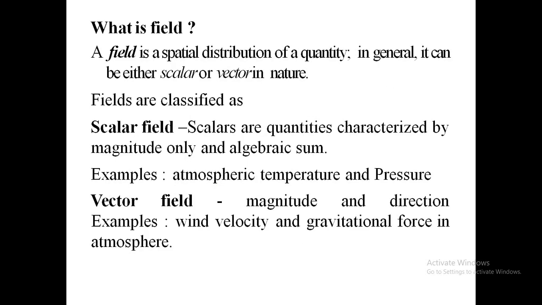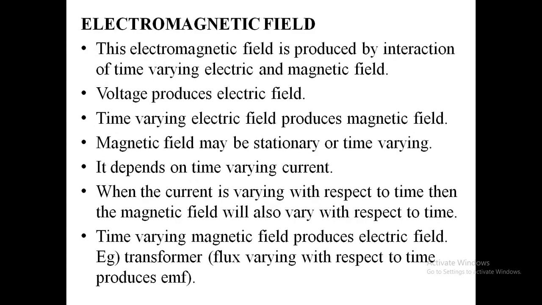What is a field? A field is a spatial distribution of a quantity. In general, it can be either scalar or vector in nature. Fields can be classified as scalar fields as well as vector fields. Scalars are quantities characterized by magnitude and have only an algebraic sum. Examples of scalar fields are atmospheric temperature and pressure. Vector fields have magnitude and direction. Examples are wind velocity and gravitational force in the atmosphere.